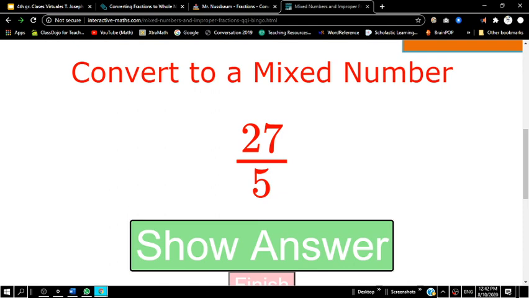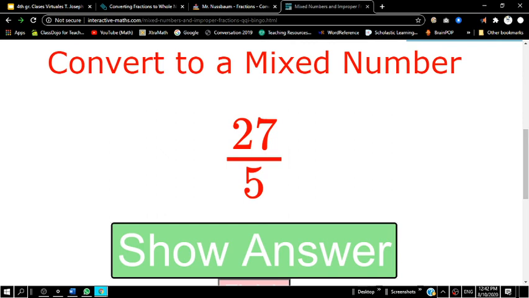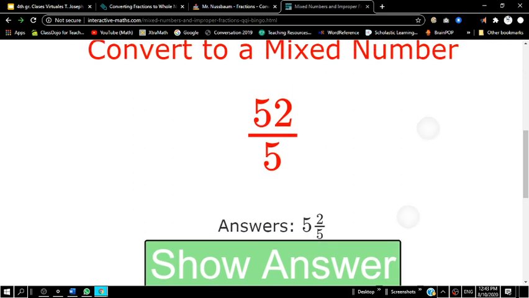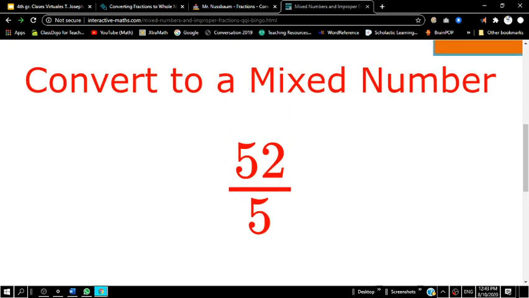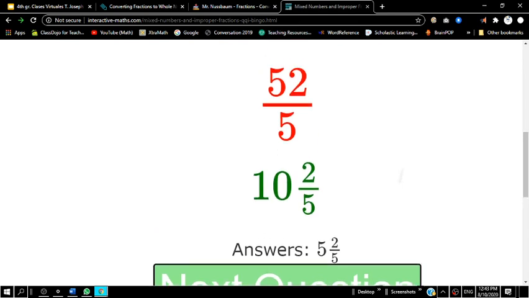The last game that you can play, if you'd like, is converting to a mixed number. For example, you have to guess it. So 27/5, 5 goes into 27, 5 times, so 5 is my whole number. And then 27 minus 25 is 2. So 5 2/5. Let's see if we're correct. Ooh, we got it. Nice job. Next question. 52/5. All right. I know that 5 goes into 52 10 times, and we're left over with 2. So 10 and 2/5 must be my answer. Let's check. We got it.